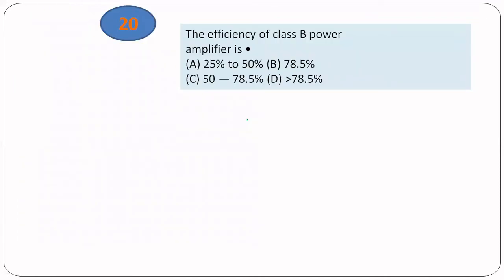So efficiency of class B power amplifier is 78.5%.